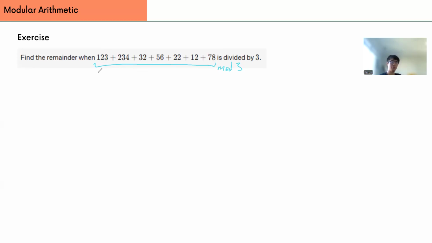So 123 is divisible by 3, so it's congruent to 0. 234 is also congruent to 0. 32 is congruent to 2. 56 is congruent to 2. 22 is congruent to 1. 12 is congruent to 0, and 70 is congruent to 0. So this is actually just congruent to 5 mod 3, which is congruent to 2 mod 3. Right, so its remainder is 2 when dividing by 3. So this is how you do these questions very fast.